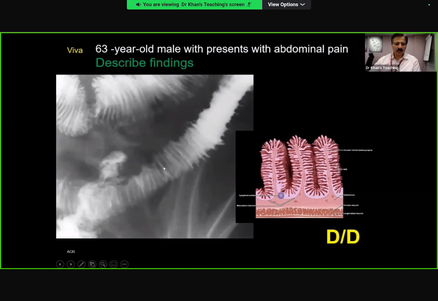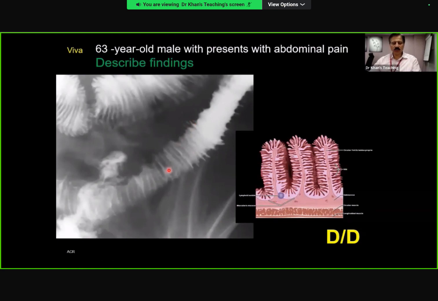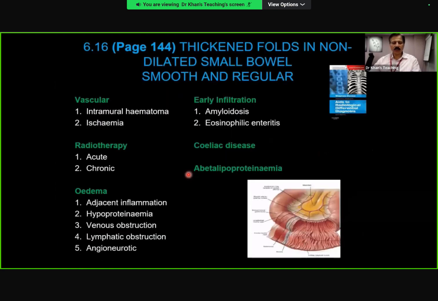Second point is, as very well pointed out by candidate 11, that this is the mesenteric border and this is the anti-mesenteric border. If you can see here, these are thumbprints. And thumbprinting will always be more common on the mesenteric border, right? So this was just to develop your eyes on this finding.